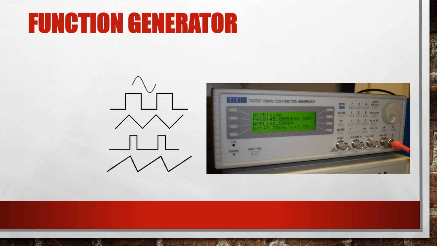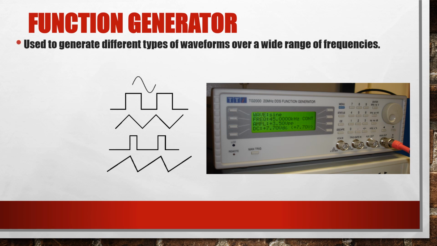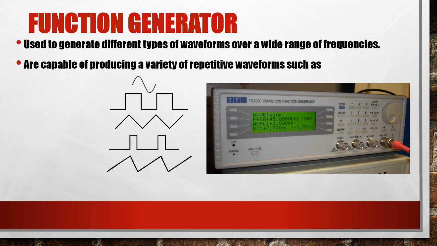Now, what is a function generator? A function generator is an electronic test equipment which is used to generate different types of waveforms over a wide range of frequencies. Function generators are capable of producing a variety of repetitive waveforms such as sine wave. A function generator will normally have the capability to produce a standard sine wave output. This is the standard waveform that oscillates between two levels with a standard sinusoidal shape.